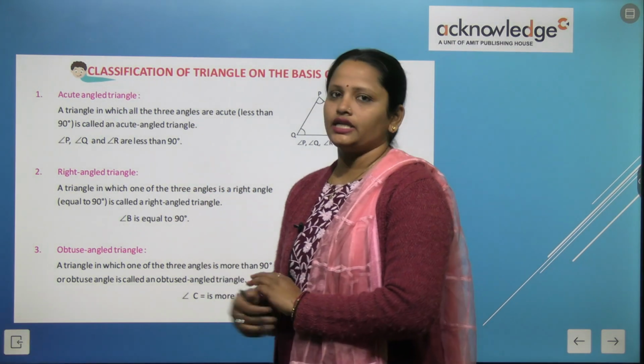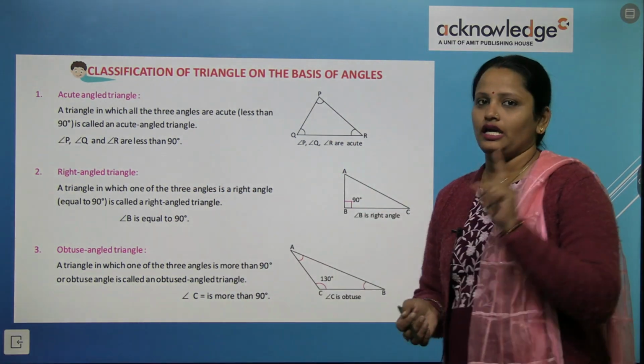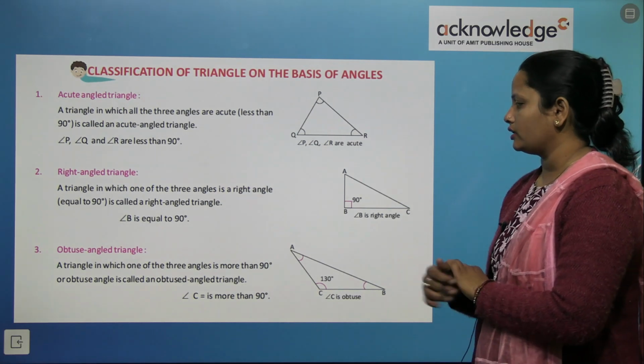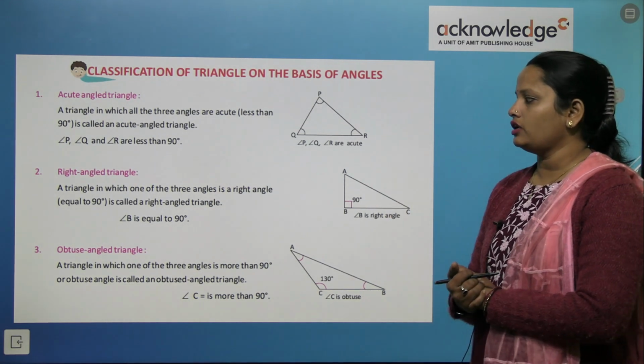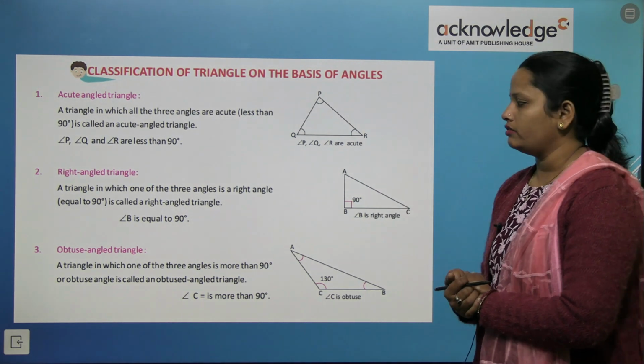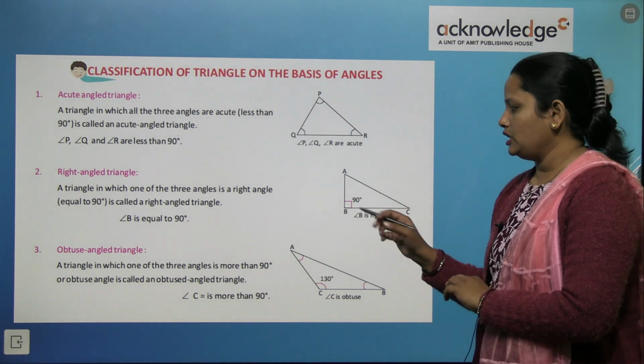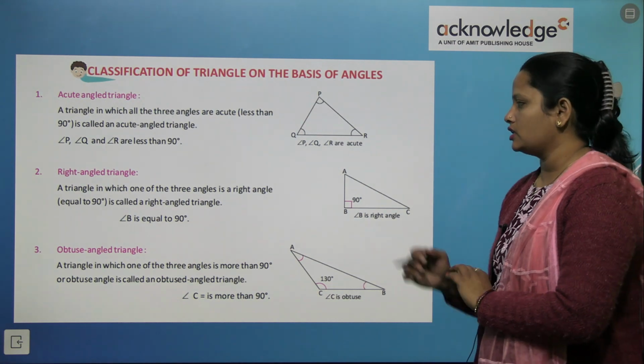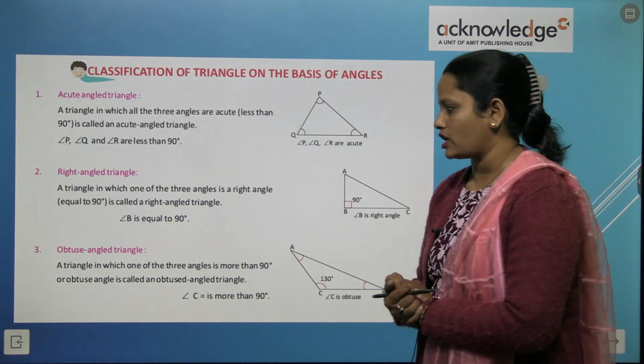Next comes the right angle triangle. Right angle triangle में एक एंगल 90 डिग्री का होता है. So in this triangle, one of the three angles is 90 degree and it is called the right angle triangle. So here B is equal to 90 degree. This means this is a right angle triangle.